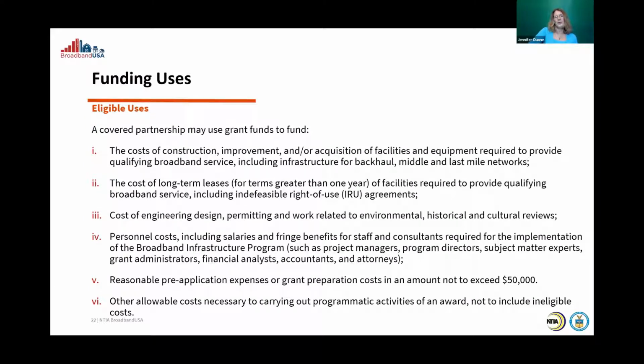So I want to touch on a couple of the eligible uses for the program. Grant funds may only be expended on allowable costs, and those are outlined in the Uniform Administrative Requirements and the cost principles. The Act also identifies several eligible uses of the grant funds. And since this is a broadband construction grant program, we are, of course, allowing the cost of construction, the improvement or acquisition of facilities and equipment required to provide qualifying broadband service. And this could include infrastructure for backhaul, middle and last mile networks. We're allowing the cost of long-term leases, the cost to engineer the network for permitting, work that's related to environmental and historical cultural reviews, personnel costs, salaries, fringe benefits. And then the Act also allows for reasonable pre-application expenses or grant preparation costs to be recovered, but that amount may not exceed $50,000.